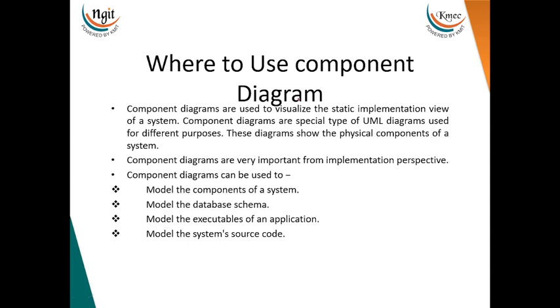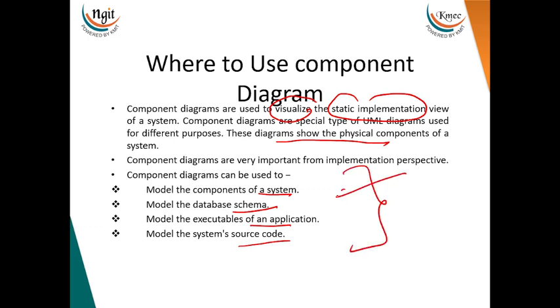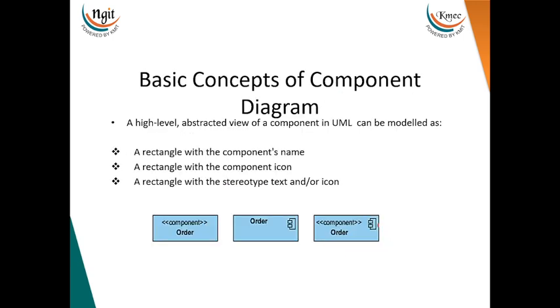The use of component diagram. Component diagrams are used for visualization of the static view, which we have already covered. More importantly, the diagram shows the physical components of the system, the model of the database, what the executable applications are, what the source codes are, and how they are implemented. These are the things: what is the model of the system, what is the model of the database, what are the executable files, and what are the source codes of it. Basic components are being described.